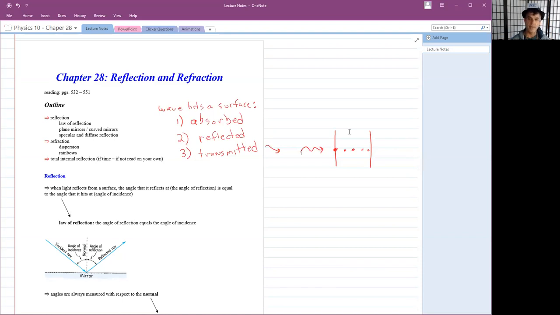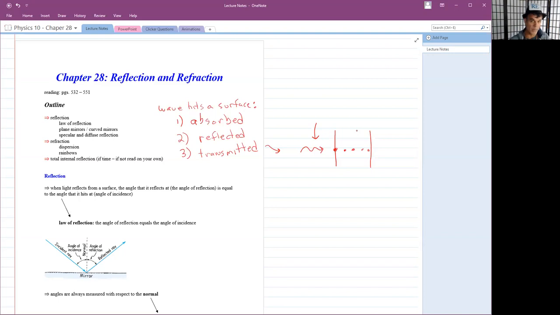Now, when light hits a surface, remember what happens is if the frequency of this light matches one of the natural frequencies of the glass, that light is going to get absorbed. But if the frequency of the light does not match one of the natural frequencies of the glass, that light will then either be reflected back towards the observer or transmitted through, or both. And in fact, oftentimes all three are happening. So for example, light hits glass, that glass can absorb some of the light, that glass can reflect some of the light back, and that glass can transmit some of the light through.